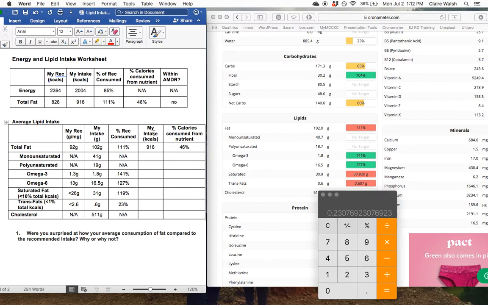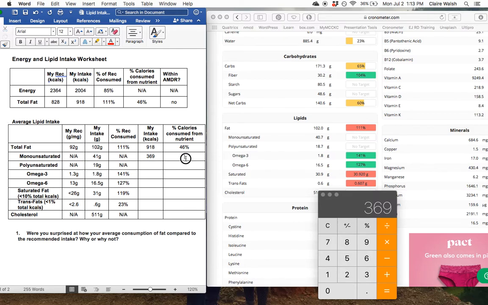All right, so let's move on to your intake in calories. This is probably the most simple column to fill out. All you're going to do is multiply the numbers in this column right here by 9. So 41 grams for monounsaturated fat times 9 is 369 calories.